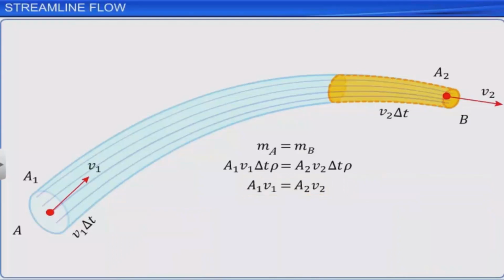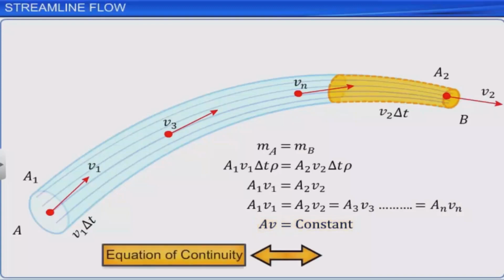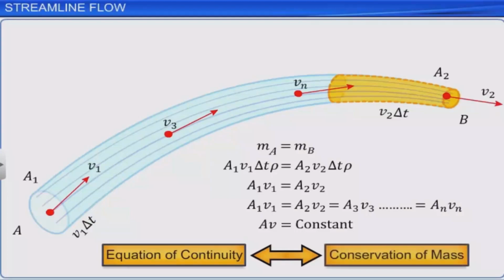If we consider various points in the tube where the velocities of a fluid are different, we can write A1V1 is equal to A2V2 is equal to A3V3 and so on, equal to AnVn. Thus, we can say AV is constant. The equation of continuity is valid as the product of area of cross-section and speed remains the same at all points of a tube of flow. The equation of continuity represents the conservation of mass in the case of moving fluids.